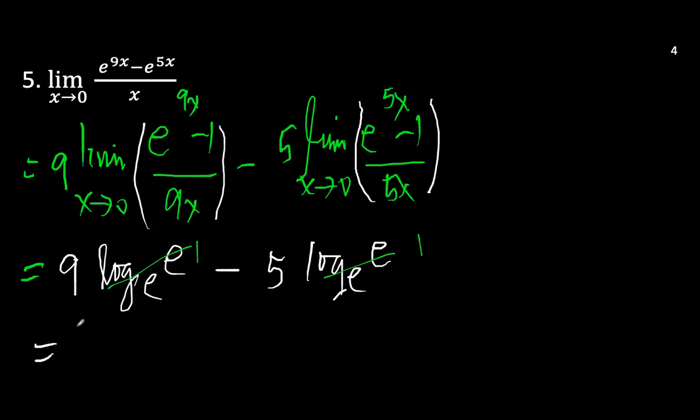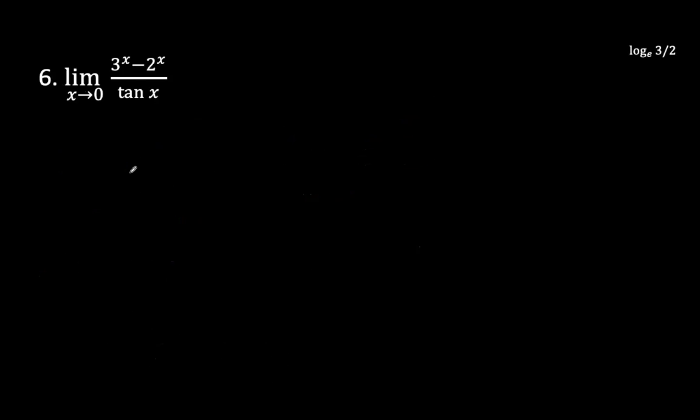So the answer here is 9 times 1 is 9, minus 5 times 1 is 5, and this is equal to 4. That's why the answer in number 5 is equal to 4. So let's go to number 6. And how about this?